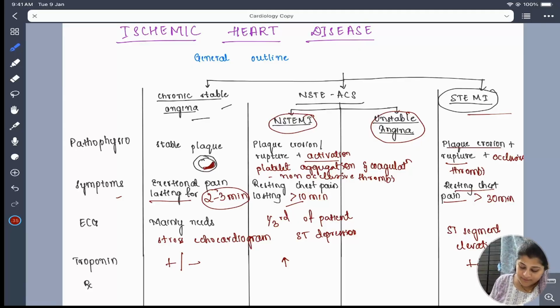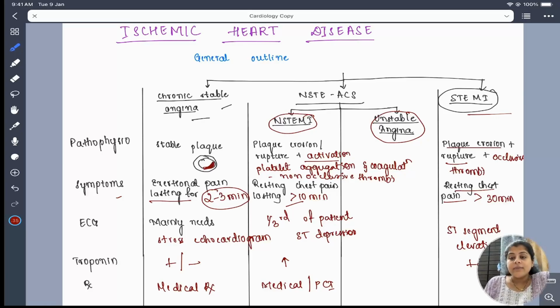Chronic stable angina, because it's stable, as the name says, here you can give medical treatment. NSTEMI also you can give, depending on the emergency. If the vitals of the patient are stable, or if the patient is elderly and cannot tolerate percutaneous coronary intervention, then you can give medical treatment. Here it depends: the treatment can be medical or percutaneous coronary intervention.